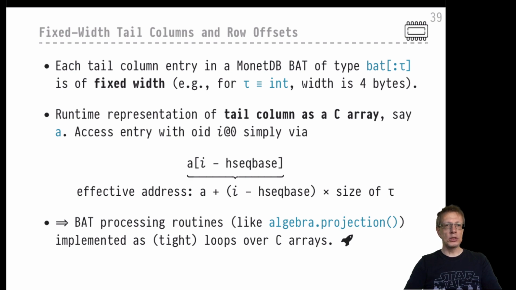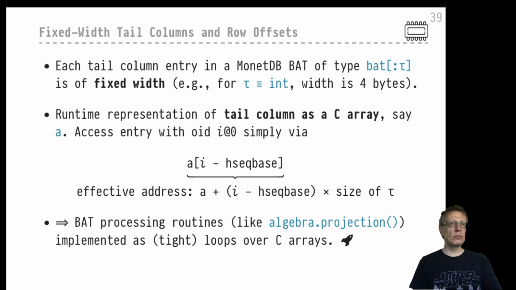Such implementations are very simple C routines that use very tight, very simple loops over simple C arrays, and that's one main reason for the efficiency and for this raw speed that you will see when MonetDB handles the contents of BATs. We will see that MonetDB's speed is quite remarkable, and it all derives from the simplicity of the data representation here.